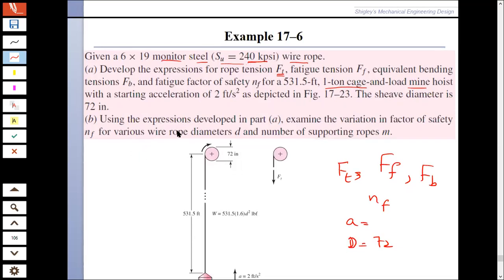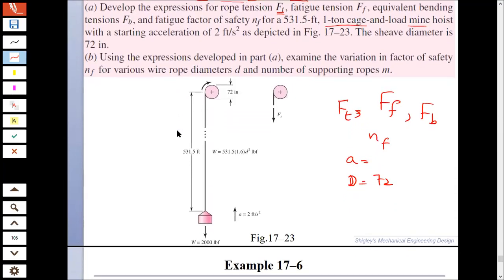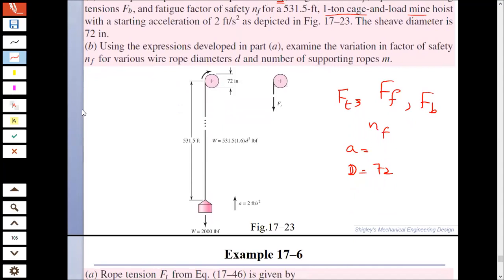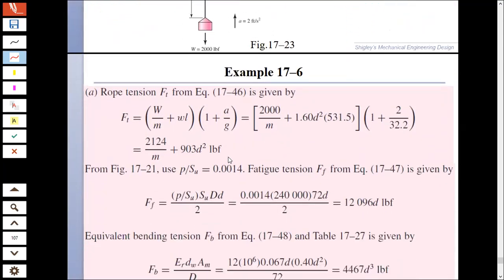Using the expression developed in part A, examine the variation of the factor of safety, NF, for various wire ropes. So this is just a straightforward one. You will have W over M plus WL, times 1 plus A over G; this is the equation you will get. If you look at it, the rope tension, that is FT, is equal to this. In terms of diameters, since we don't have this, and the number of wires, you will get M and D.